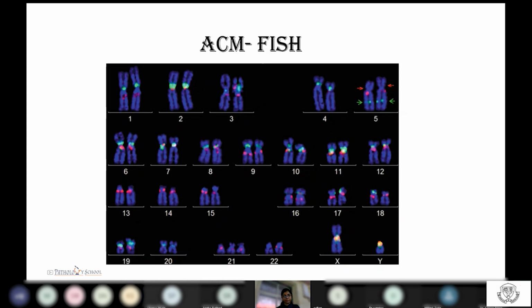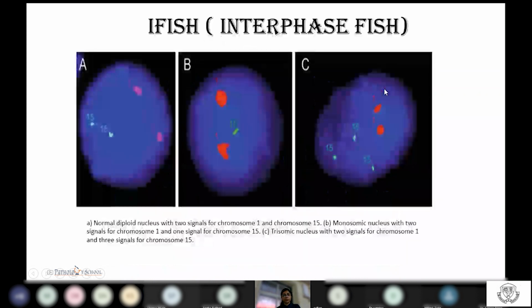Then is your acrocentric fish, in which your P arm is put as green color and your Q arm is red. So if there is a mismatch or failure of hybridization, your green color comes down and your red color goes up. Next is the interphase fish. This is the most easy one. In the interphase fish, there are two signals of chromosome 1 and two signals of chromosome 15. In this, there's only one signal of chromosome 15 indicating monosomy, three signals of 15 indicating trisomy.